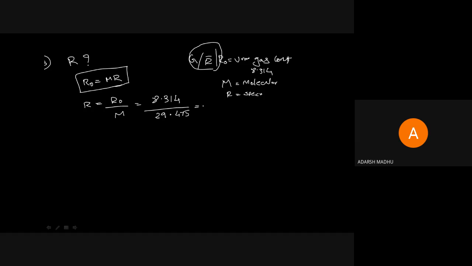All simple. Here we are only using substitution. You are not using any very complex equation, not deriving any equation, and not substituting one equation into another. You are only using a particular equation and substituting here. So it is a very simple but very important question. R value equal to R naught by M.